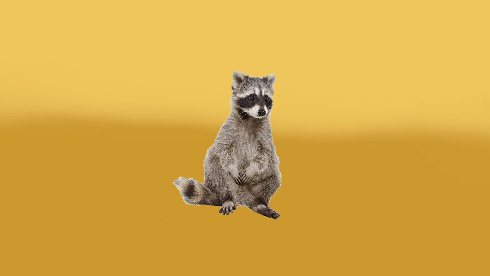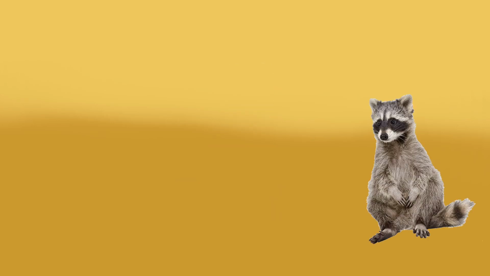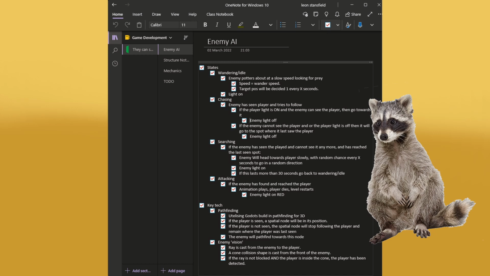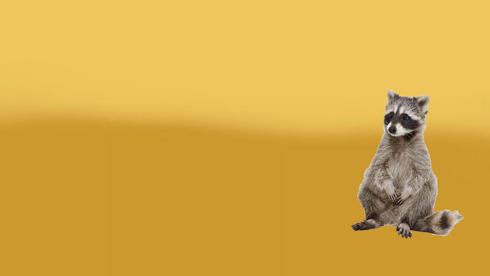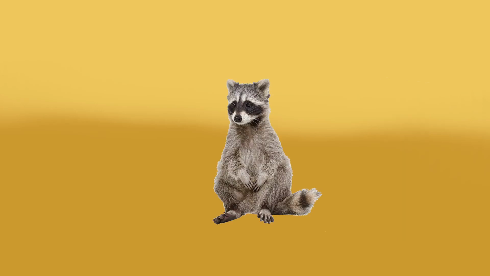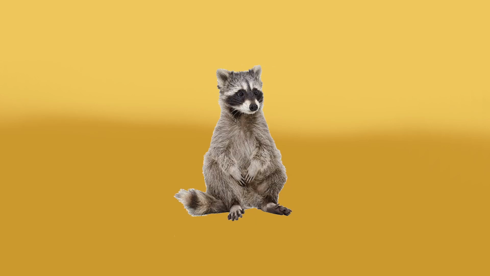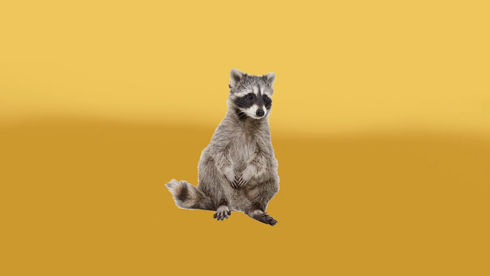So instead of jumping in straight away, I did the boring thing. I planned out exactly what behaviours I wanted my enemy to follow, how they would follow them, and how they would transition between states. Once this was done, it was pretty clear what two technologies I was going to rely on to make these states and their transitions work: pathfinding and what I'm going to call enemy vision.